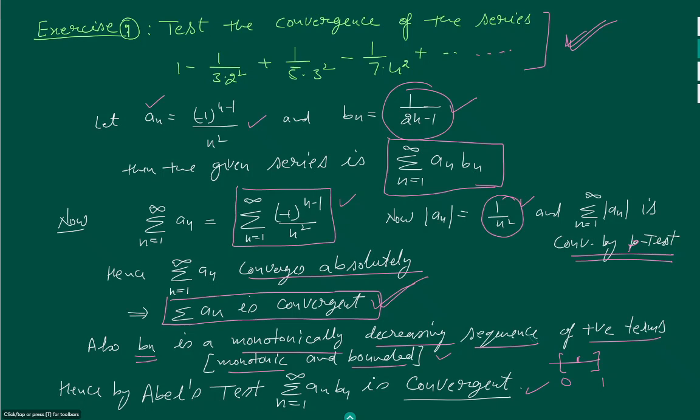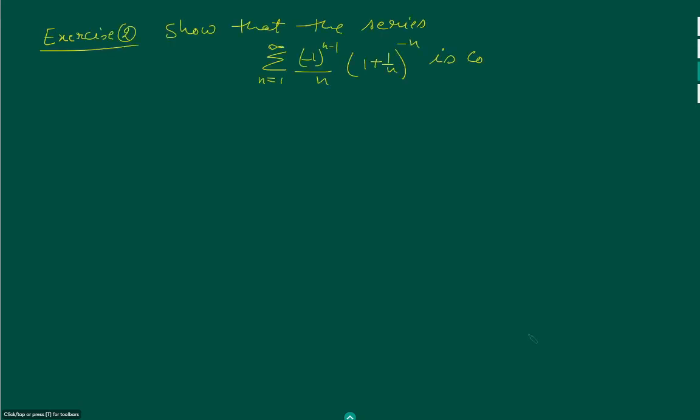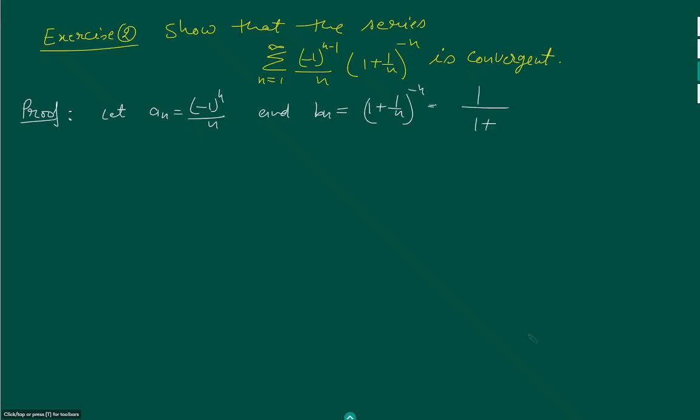So we have done exercise 1. Exercise 2 says show that the series summation (-1)^(n-1) over n, into (1 plus 1 over n) raised to minus n, is convergent. How do we show that? Let a_n be equal to (-1)^(n-1) over n, and b_n be equal to (1 plus 1 over n) raised to minus n.